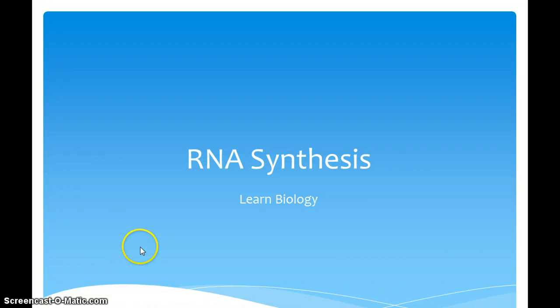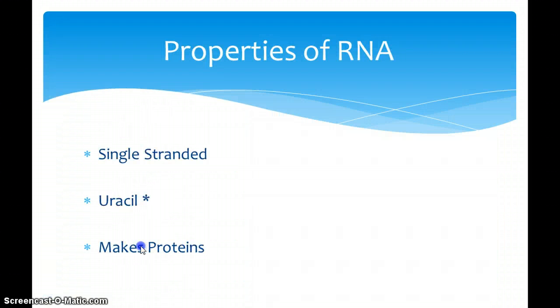So we'll begin with the first main properties of RNA, which include that RNA is single-stranded. It contains the nitrogenous base uracil instead of thymine, and makes proteins. So the thing we need to understand is that it is single-stranded. This is very important, and the function of it is to make proteins. RNA is used to make proteins. That's why it's very important. And when we say that it contains uracil, it is taking the place of thymine.